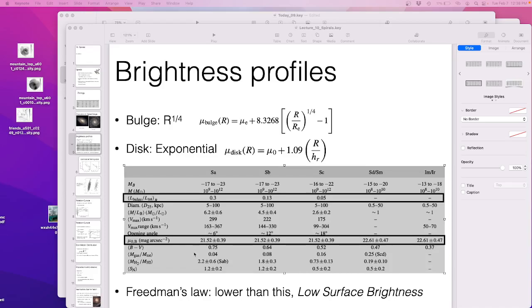B minus V. What kind of thing is B minus V? It's a color. 0.5 for SC galaxies, 0.75 for SA galaxies. Which one is bluer? Just from the numbers: the SC galaxies. Lower number is bluer. That's the convention. All colors are that way. Lower number is bluer with every color. So SC galaxies are more blue.